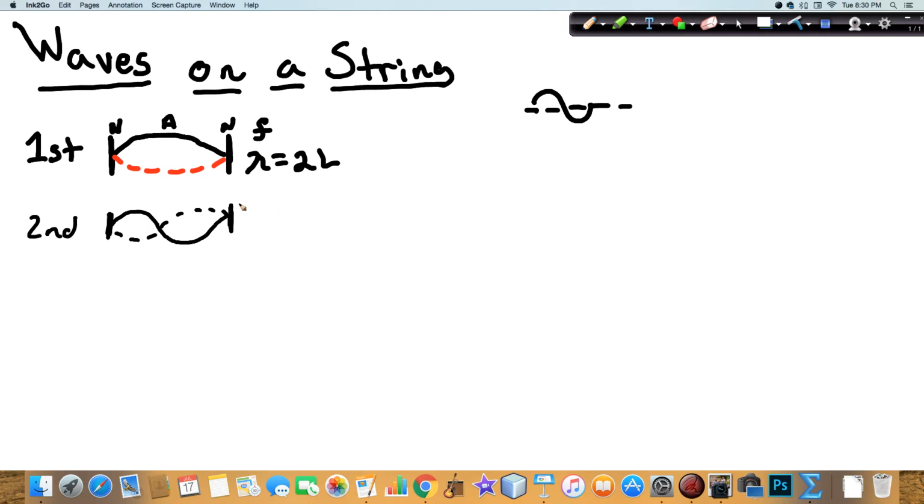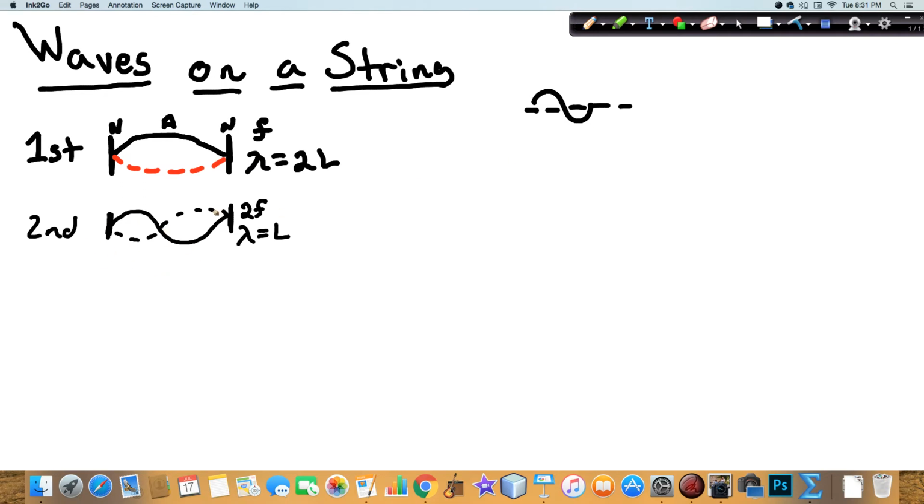But the second harmonic is going to have a frequency of 2f, 2 times the fundamental frequency, and the wavelength is going to end up being the same as the length of the string, because you notice this solid line here, it goes up and comes back down, and it completes one wave. So there you go.